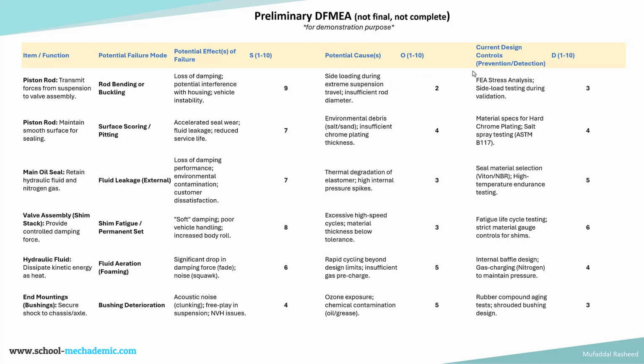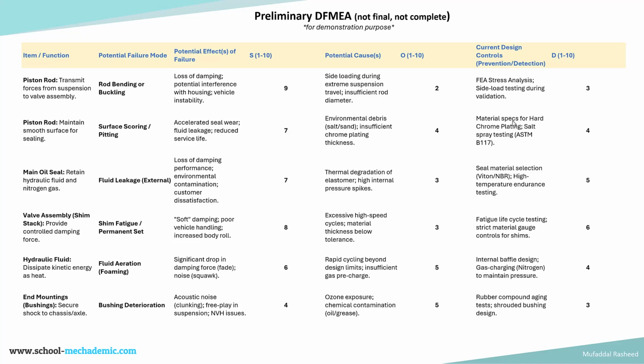And certain design controls which are there are nothing but the material specification. So the material specification for hard chrome plating of the rod, this is a design control prevention, where you are mentioning in the design that the supplier has to maintain the material specifications as per the hard chrome plating. The hardness of the surface and the surface finish should be within that specification. That is what you are mentioning in the design.